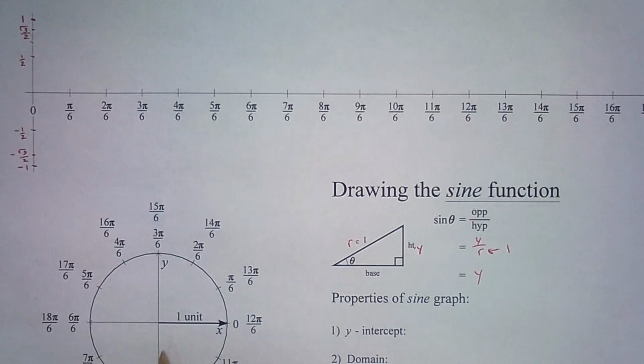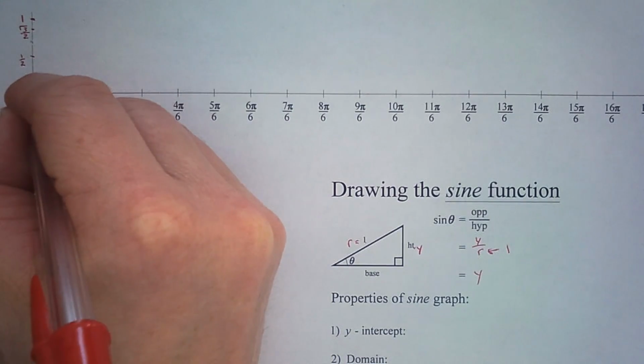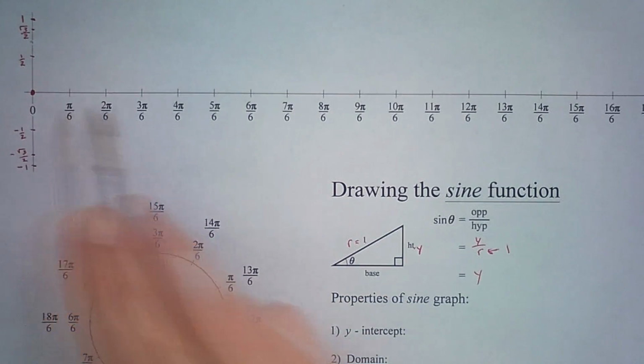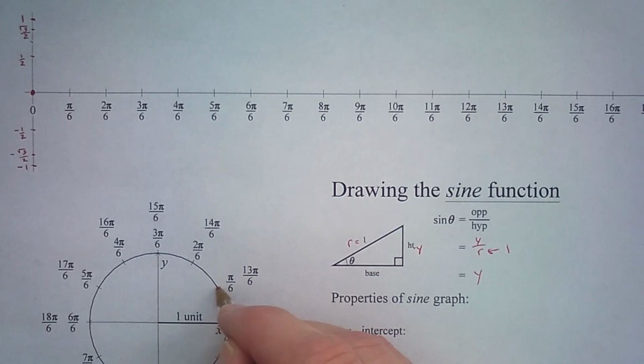Okay, so at 0 radians, what is the height? The height is 0. It's not up at all, so the height is 0. So at 0 radians, we have a height of 0. Then we go to pi over 6 radians. So that's right here at pi over 6 radians.